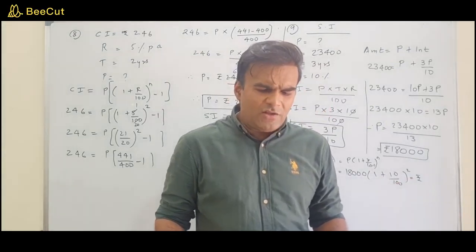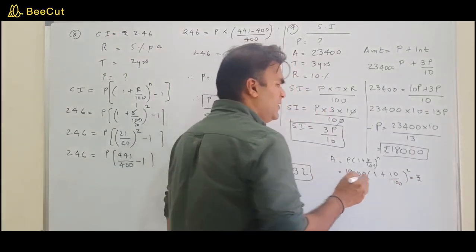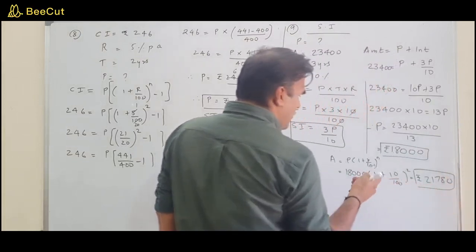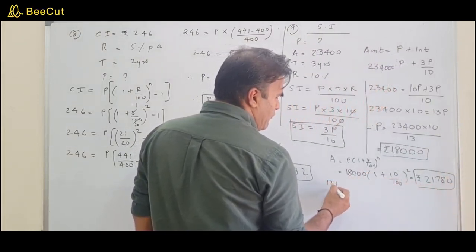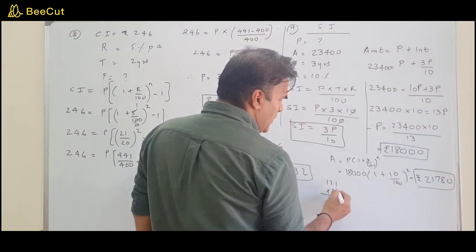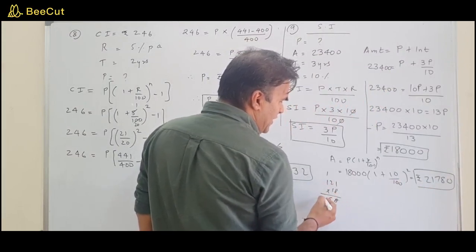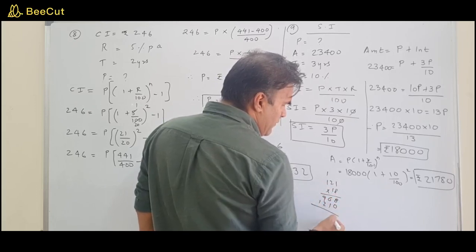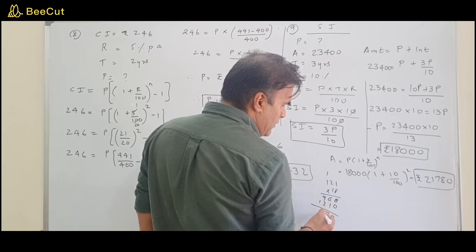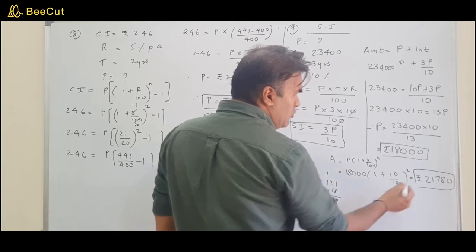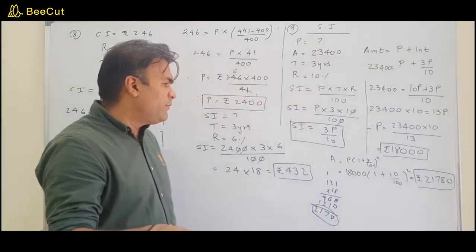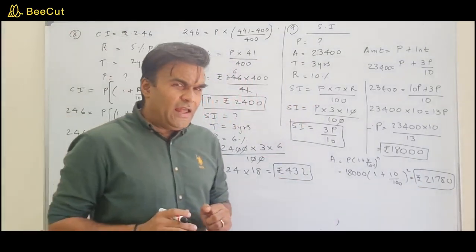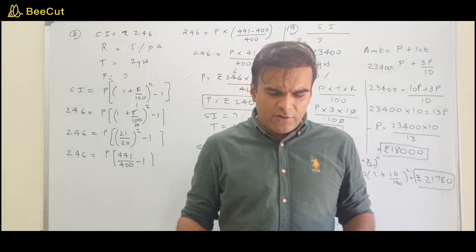So whatever answer you get, I guess 21780. 121 multiplied by 18 gives 2178. That's the perfect answer. So with this, my dear friend, questions numbers 8 and 9 were quite simple as compared to the previous question.